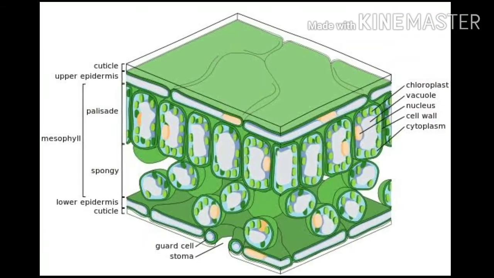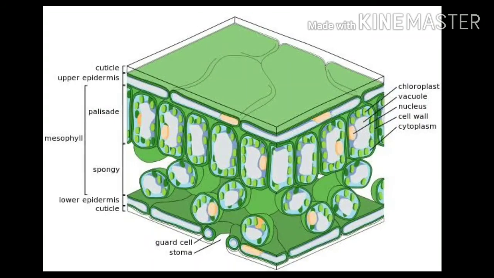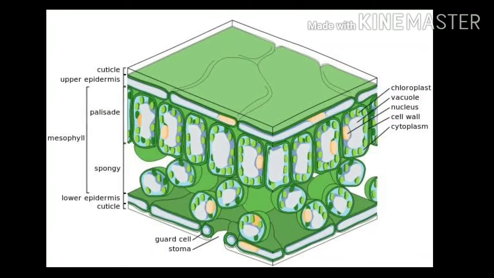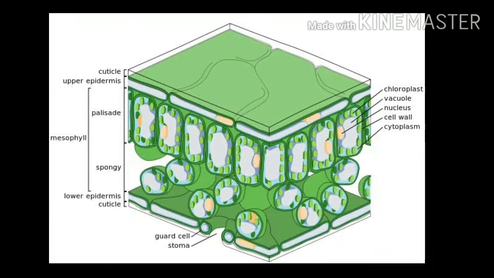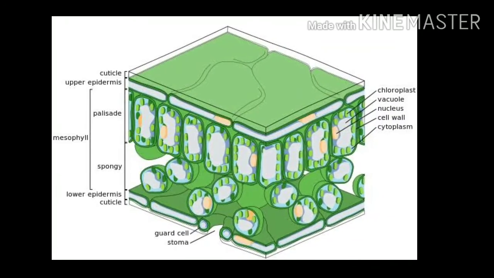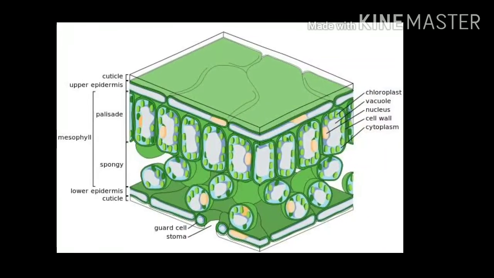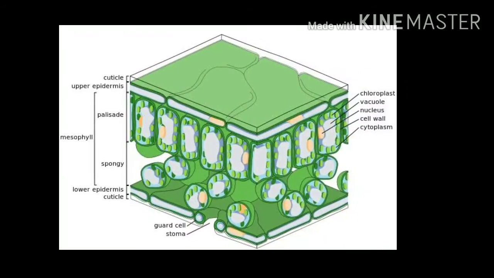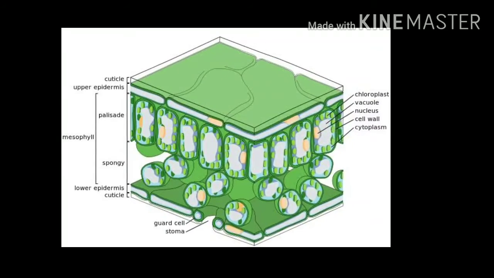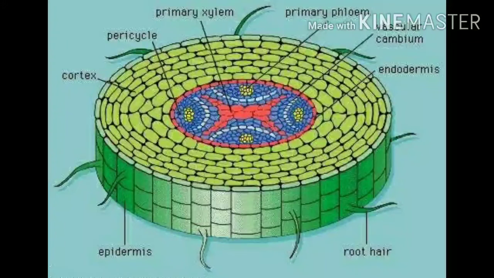Epidermis is the outermost layer. It has many minute pores called stomata. Cuticle is present on the outer wall of epidermis to check evaporation of water. Trichomes and root hairs are the epidermal outgrowths.